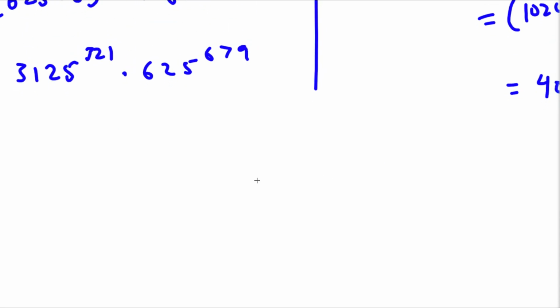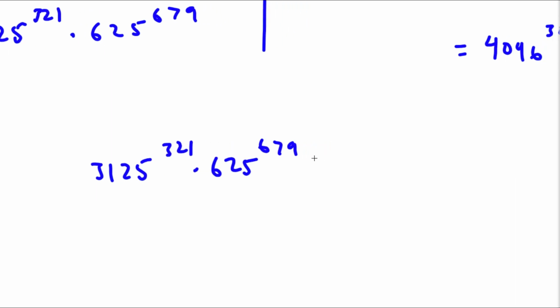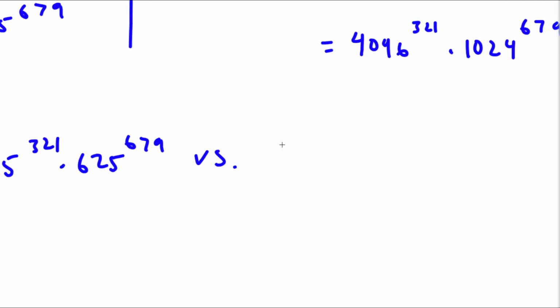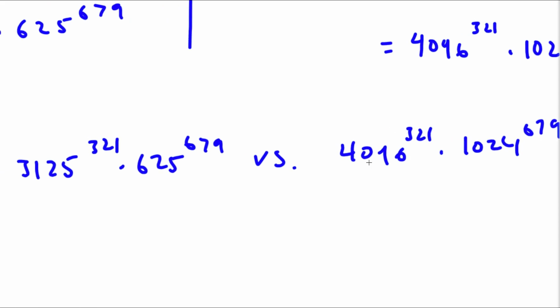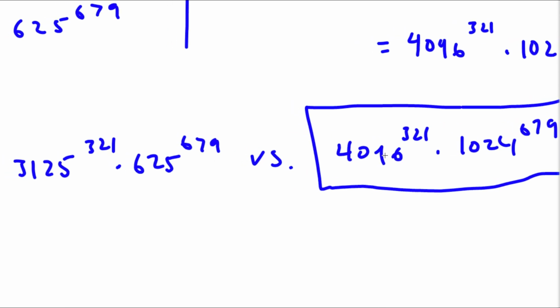And now, as you can see, on my left-hand side, we have 3,125 to the power of 321 times 625 to the power of 679. And then on my right-hand side, I have 4,096 to the power of 321 times 1,024 to the power of 679. Now, if you compare them, you could see that our right-hand side is much larger. We have 4,096 to the power of 321 versus 3,125 to the power of 321. And we also have 1,024 to the power of 679 versus 625 to the power of 679. So my right-hand side is going to be greater.